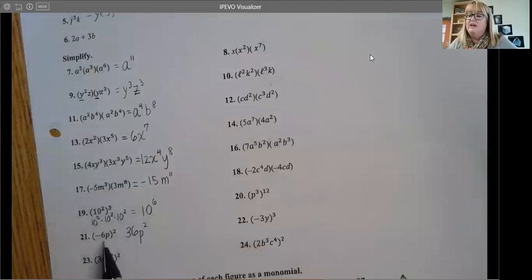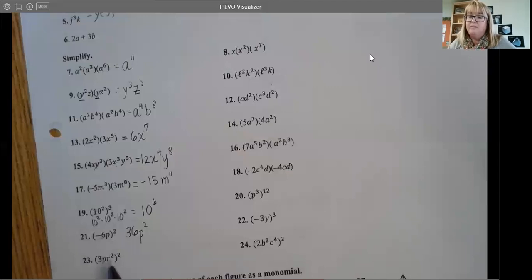That's very tricky. If you've got a coefficient with a variable base inside the parentheses raised to a power, you've got to apply that power to both parts. Okay, so the same thing here. 3pr squared raised to the 2nd power.